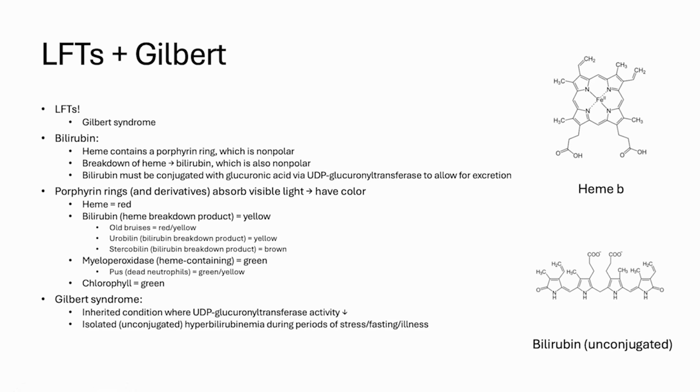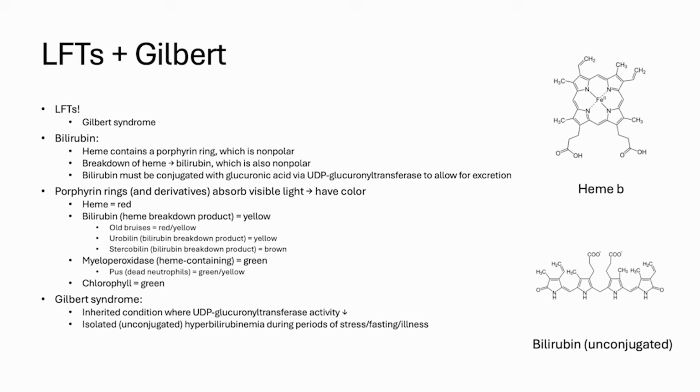And so Gilbert syndrome is ultimately a problem where you cannot conjugate bilirubin nearly as effectively. As a consequence, you're going to get unconjugated hyperbilirubinemia, particularly during times of stress or fasting or illness, because you're going to have a decrease in the amount of conjugation that you're able to do.